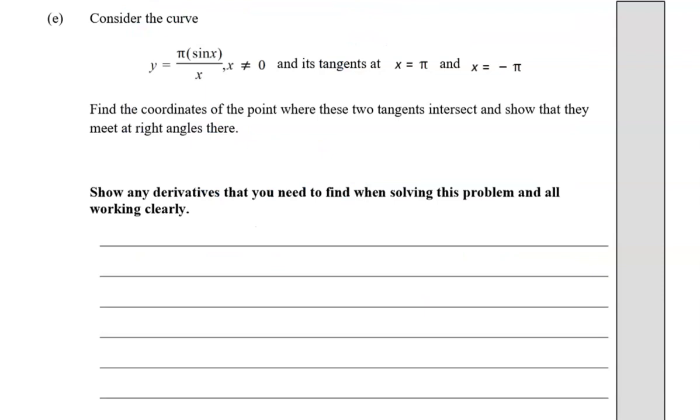For part E, we've got a curve and we're considering the tangents at 2 different points. We want to find the coordinates where those tangents intersect and show that the angle between them is a right angle. So we're going to need the equation of those tangents. So we need the gradient. And looking at this, actually we're going to use the quotient rule here.